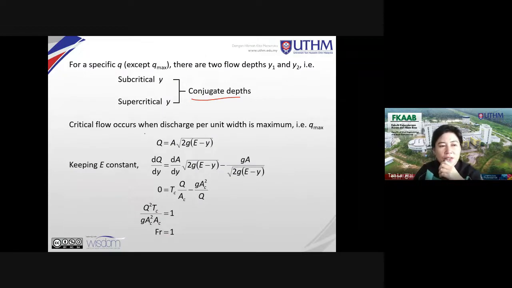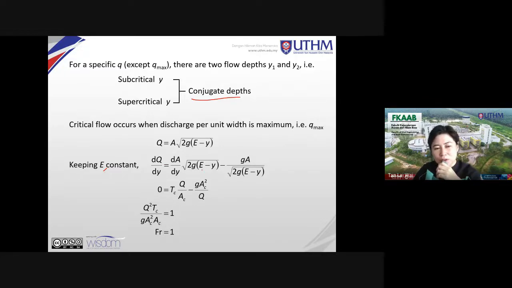Now, critical flow occurs when discharge over unit width is maximum. That we have looked at. And now it's the same thing here, keeping E constant, assuming E is not changing.